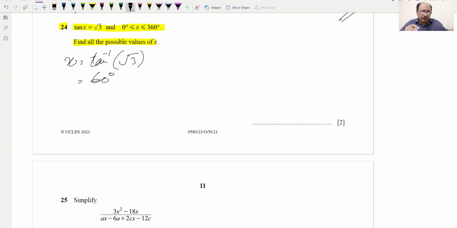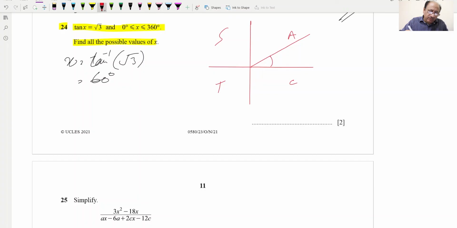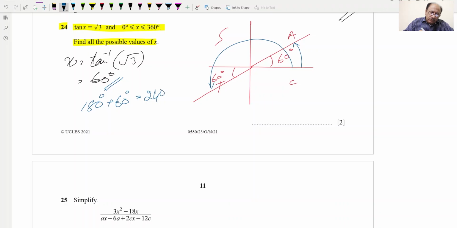60 degrees. Now if we check the quadrants quickly, if we draw the quadrants, this is ACTS, and 60 degrees we can take this one. Tan will be positive here, and positive on this side also. One angle we will be taking is 60 degrees, and the second angle we will be taking is 180 plus 60 degrees, which will be 240. So our answer will be 60 degrees and 240 degrees. This is a 2 mark question which we have done.